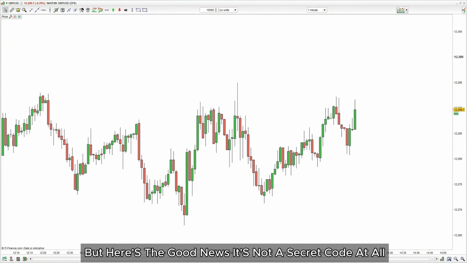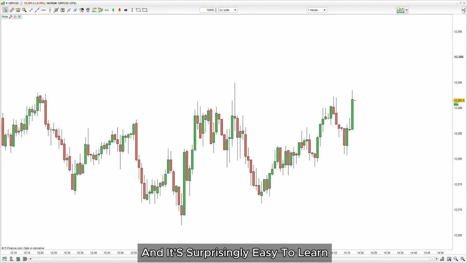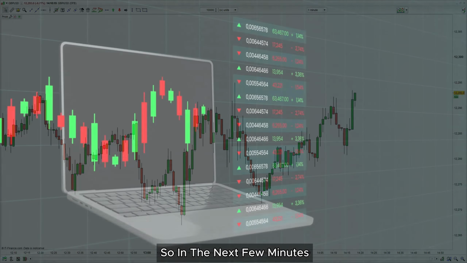But here's the good news. It's not a secret code at all. It's actually a language, and it's surprisingly easy to learn. So in the next few minutes, we're going to break it all down, piece by piece, and show you how to read the story that these charts are telling.